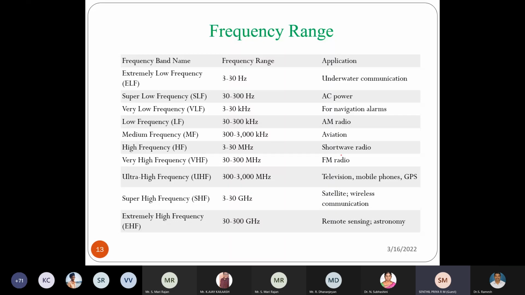So wherever the frequency increases, with respect to the particular frequency, the application is going to be there. So we have a lot of frequency bands introduced in the wireless communication system. According to that, we can go for navigation, FM radio, GPS systems, satellite, then wireless communication, then remote sensing. So these are the various applications.